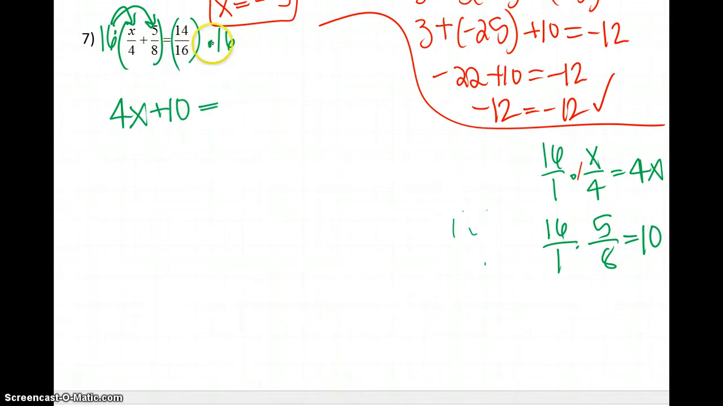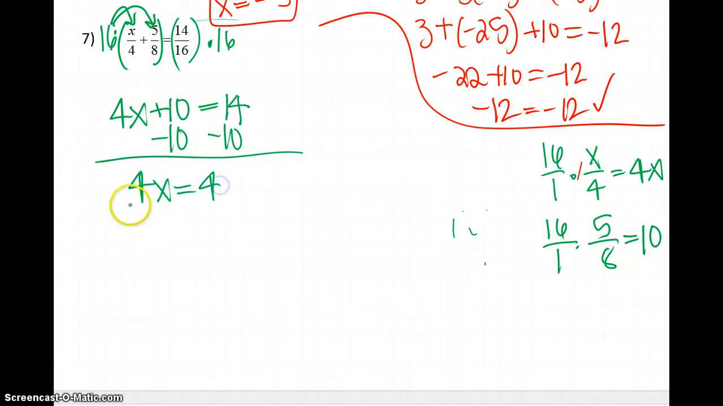And on this one, when my denominator is the same as the number I'm multiplying by, this cancels out and I'm left with the numerator. So my simplified equation, getting rid of all these fractions, is 4x plus 10 equals 14. Okay, and from there, just subtract 10 from both sides. I have 4x equals 4. Divide both sides by 4, and I'm left with x is equal to 1.